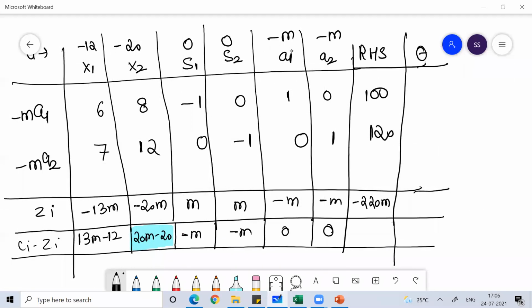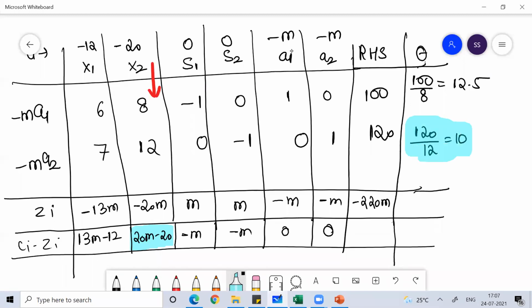So you can find the theta. You know that x2 is entering into the solution. Now x2 will replace either a1 or a2. To decide which variable x2 is replacing, I'll find theta. The theta of this will be 100 by 8, which is 12.5. The theta of this is 120 by 12, which is 10.